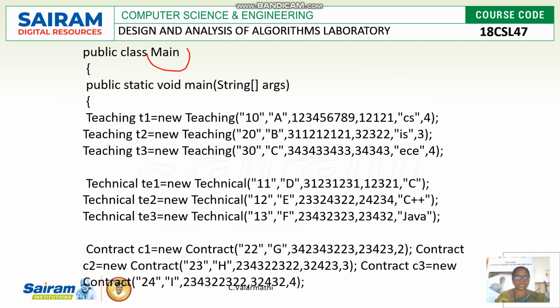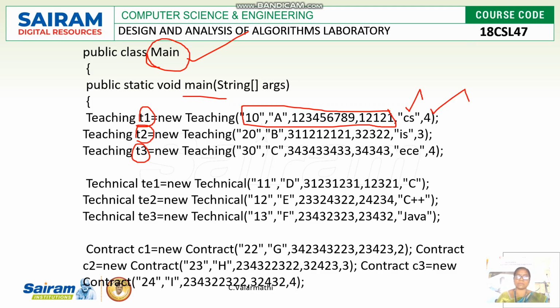Coming on to its main class. This class is the main class which implements these inheritance concepts. So now we can start doing the main method. In the main method, first teaching object is T1, second teaching object is T2, third teaching object is T3. So when you take teaching, it takes the first four parameters as the primary factors of its staff. Then the fifth one is its domain, computer science or IS or ECE. Then the sixth one is its number of publications.